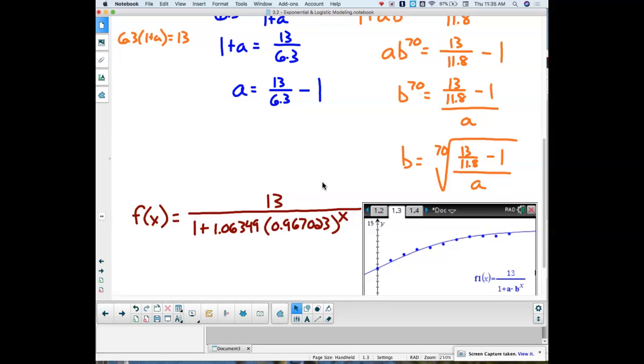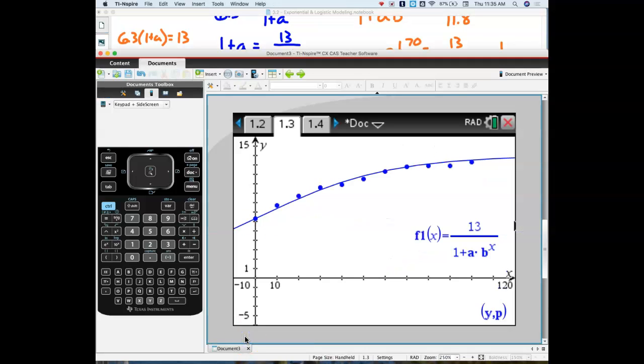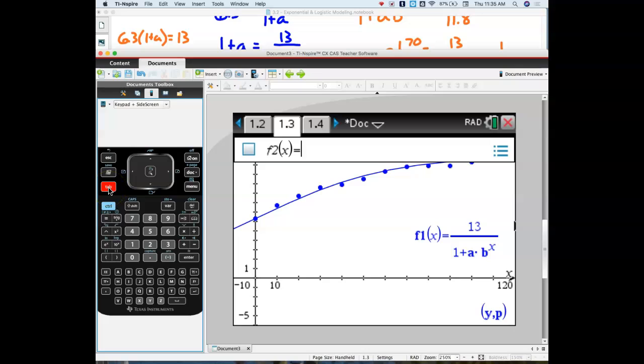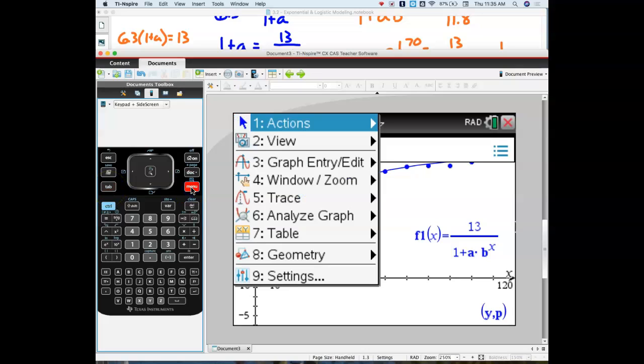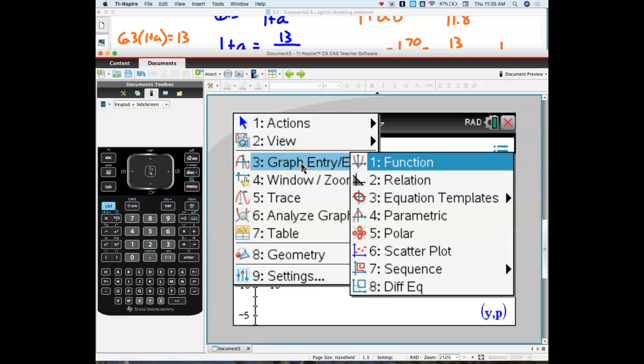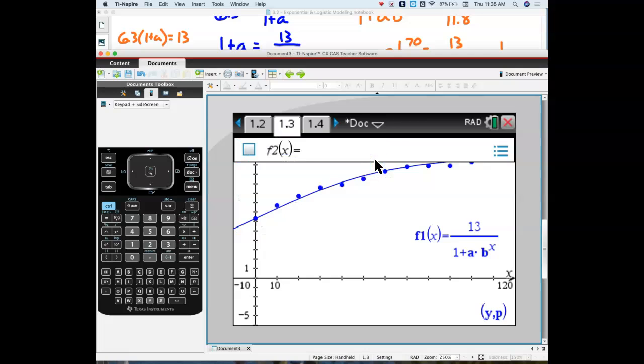The steps of how I put the logistic on there again? Okay. So I went into my function, right? Now, if you're still on scatterplot, you got to go into menu first and then go back into number 1, the function. Okay, because you were probably still on scatterplot.